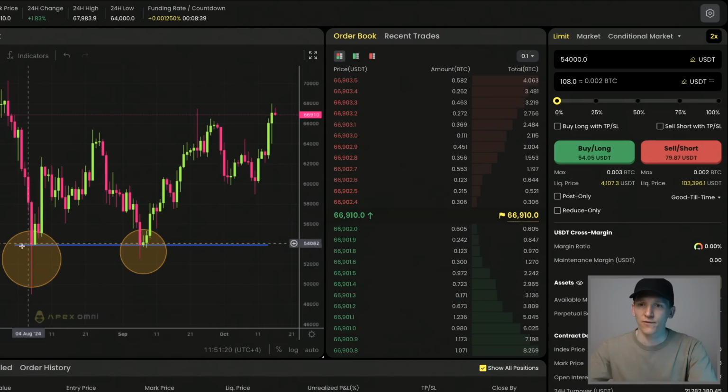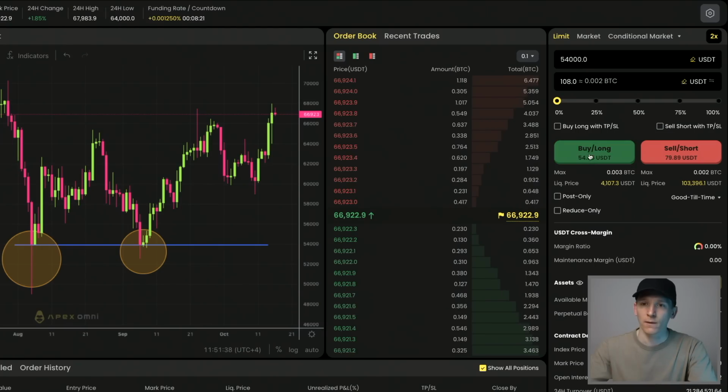So this was the 0.5 level on the Fibonacci, 54,000. So that's a 54,000 entry. I'm going to trade with $100, 108 here. What's 2x leverage? 2x leverage means you put half down into the trade cash to actually fund that position. So 54 times 2 is 108.